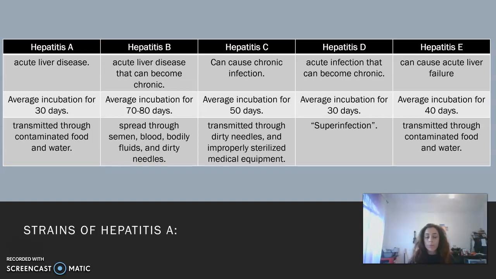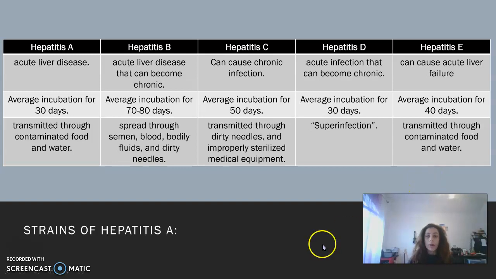Hep C is the most common and probably the most well-known strain. There's no vaccine for Hep C right now, but 95% of cases can be treated with antiviral therapy. It can cause chronic infection. Average incubation is about 50 days, and it's transmitted through dirty needles. So, for example, blood transfusions or sharing needles with another individual if you're doing drugs or something, and improperly sterilized medical equipment.